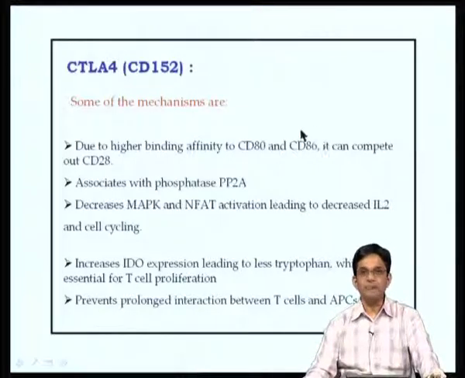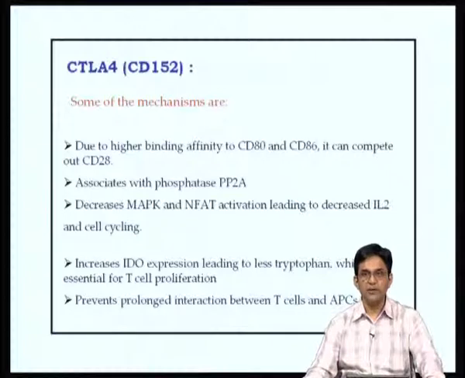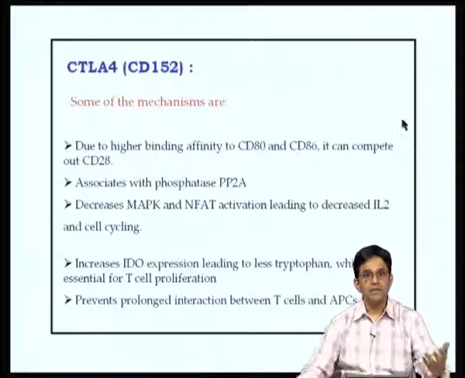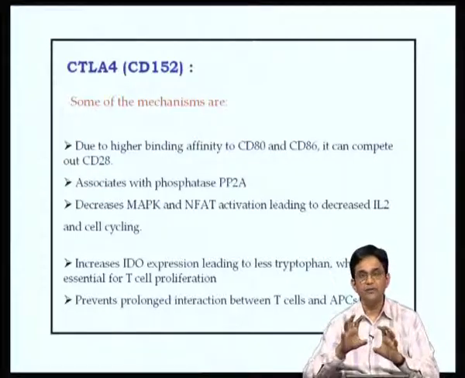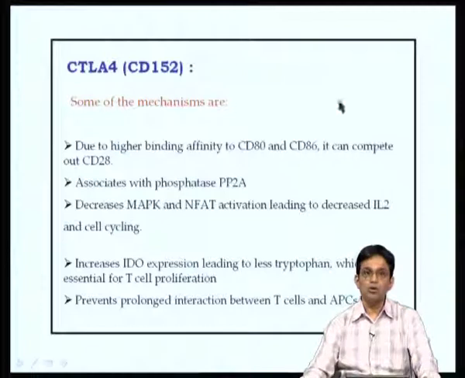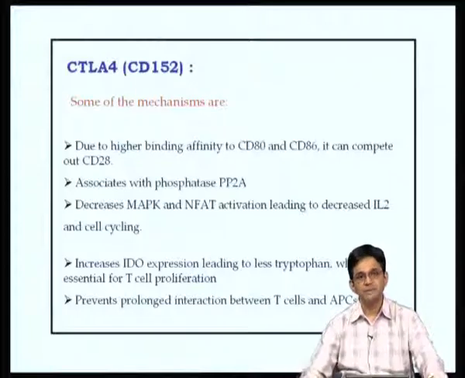Now, some of the mechanisms of CTLA4: how does CTLA4 work? We had heard the mechanism by which CD28 works. It increases anti-apoptotic molecules and it increases production of cytokines, but CTLA4 has different mechanisms. Due to higher binding affinity, it can outcompete CD28 for binding these ligands. There are different mechanisms listed, and I will tell you these mechanisms. Perhaps a combination of these mechanisms is effective.